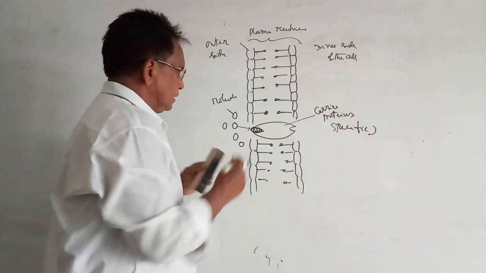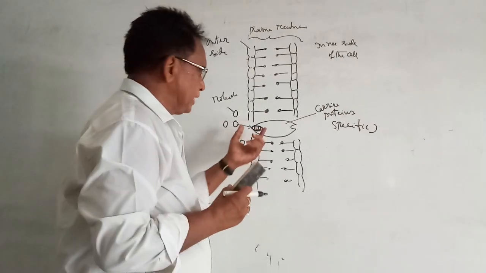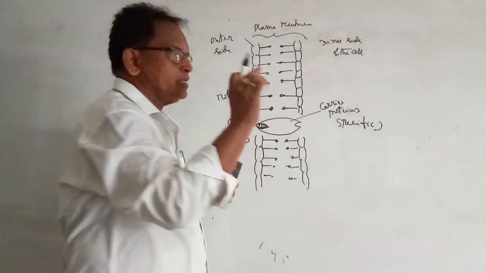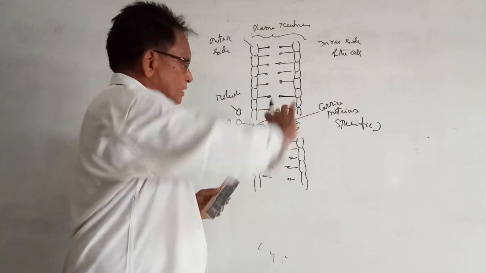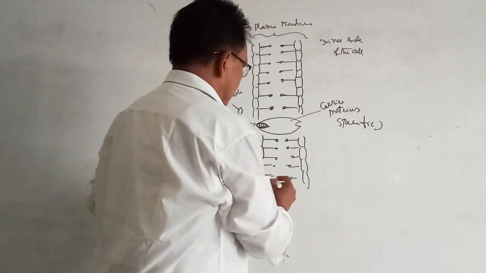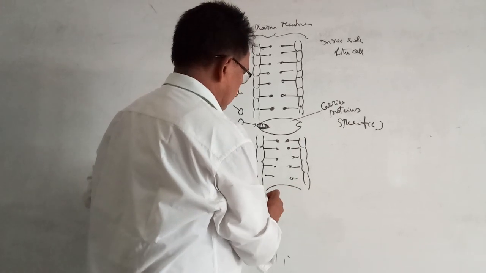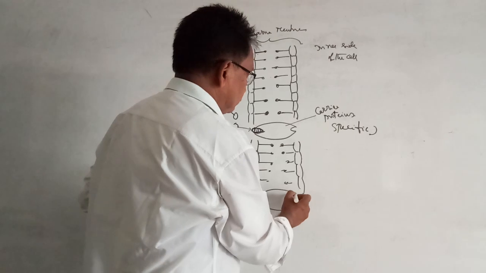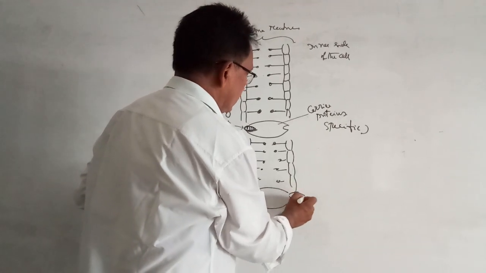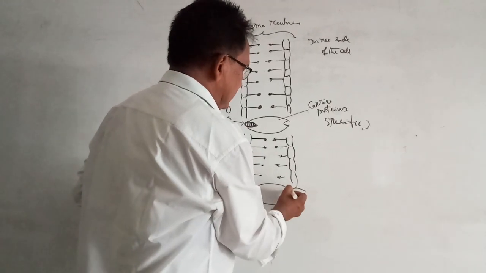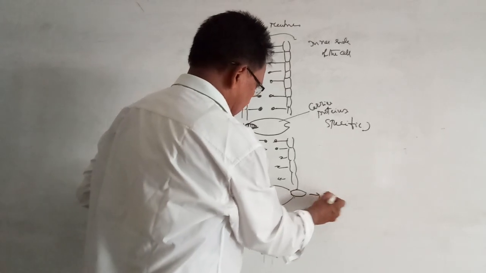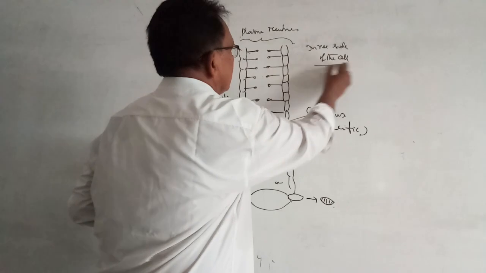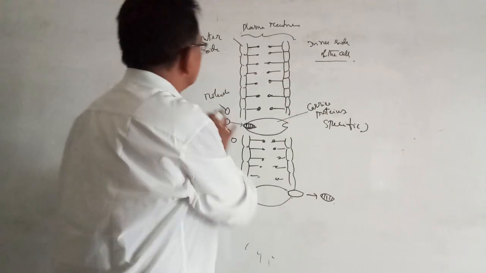Carrier protein picks up one molecule and develops into a complex, and this carrier protein rotates in the plasma membrane and comes in this direction, and the molecule comes to this side, and slowly it is released into the inner part, inside the cell. This is outside the cell.